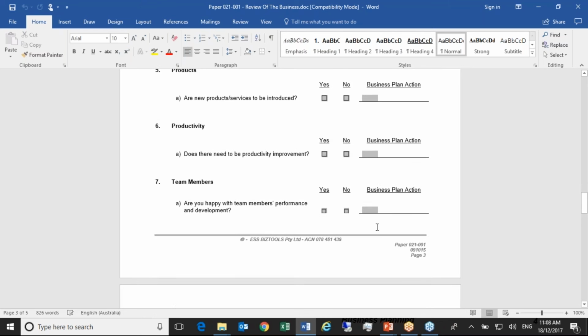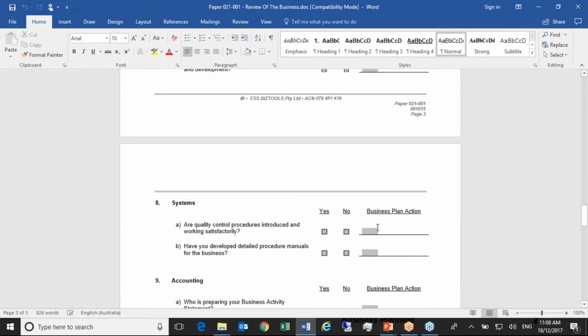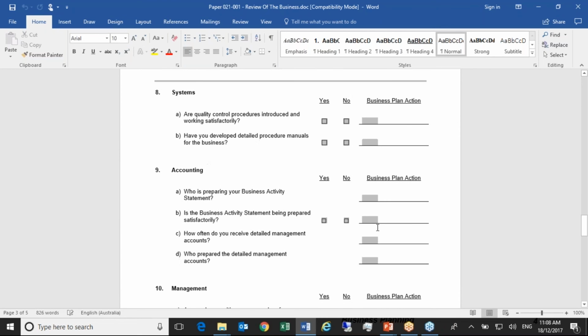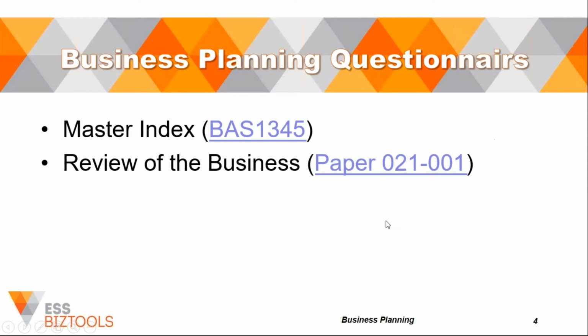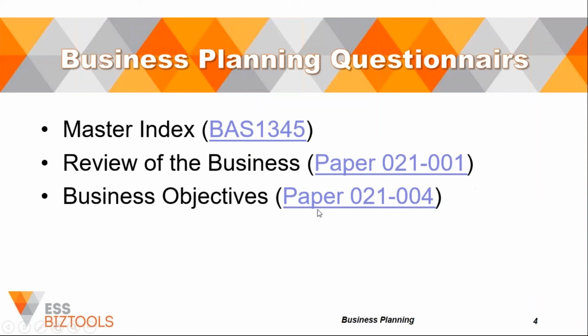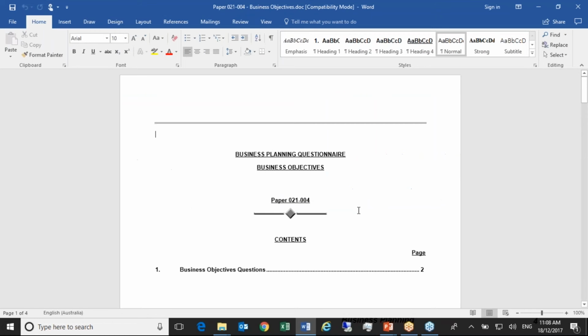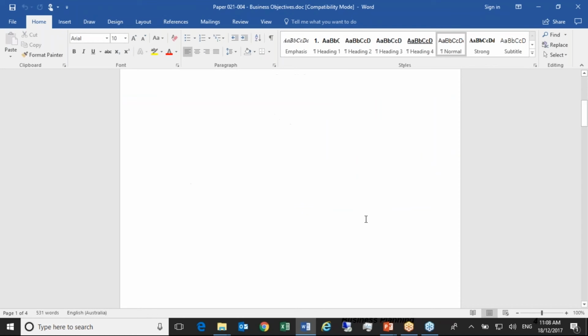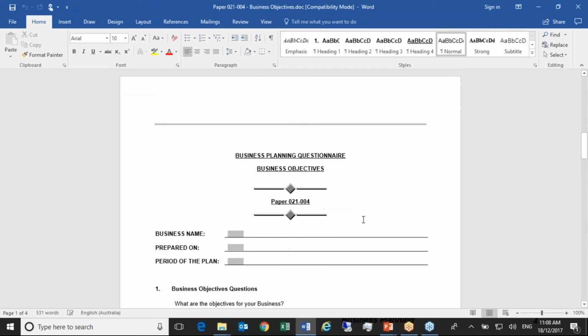Because at the end of this process, the team within a business has to own the business plan. Otherwise, it's virtually a waste of time preparing it in the first place. Team members, systems, accounting. So there's a number of issues there that are covered in that process. The next one we're going to look at is the business objectives.